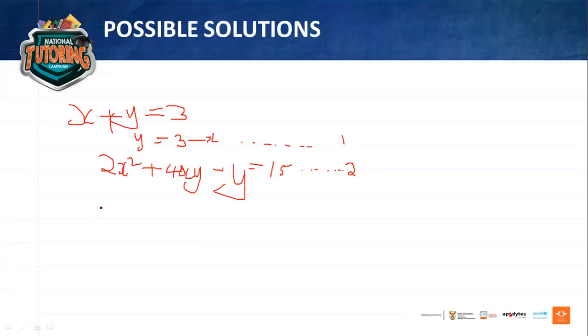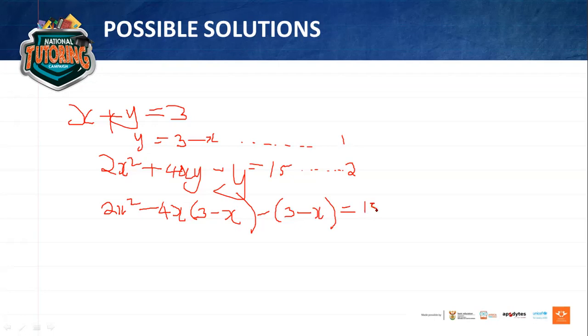When you substitute it, 2x squared is going to remain as is because it does not have a y. You're going to have 4x, and where you see y, you remember that y is now 3 minus x. Then you subtract, you also see your y. Because it's negative, please remember to open the bracket. Then it becomes 3 minus x. All this would be equal to 15. So what we did, we have substituted equation 1 into equation 2, okay?